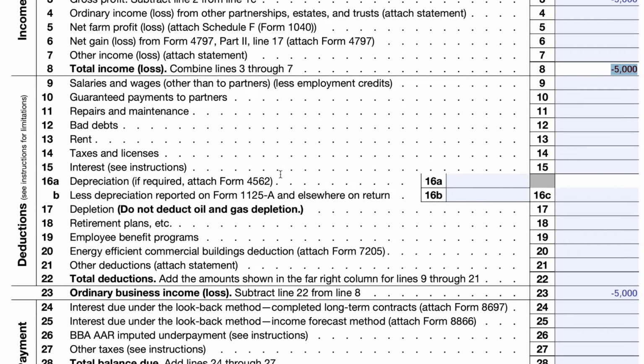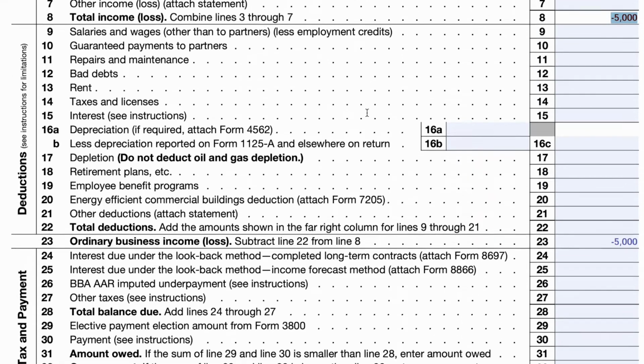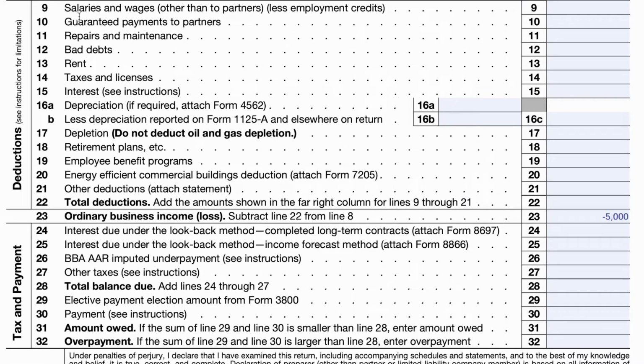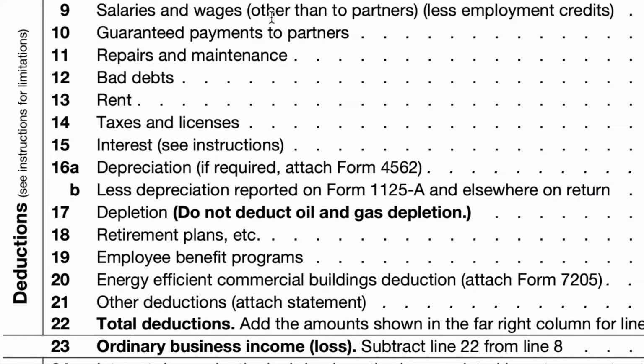For most of you, the deduction section is going to be empty, as you can see, because it's a straightforward business that you might be owning and you don't really need to report anything under deductions, which means you have no salaries or wages to report for employees. Unless you have employees and you're providing employment to other people, you will need to fill out row number 9.